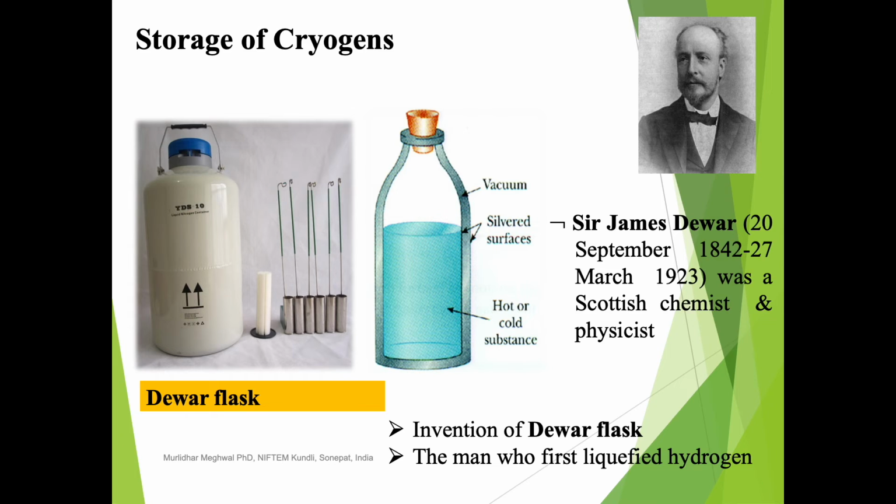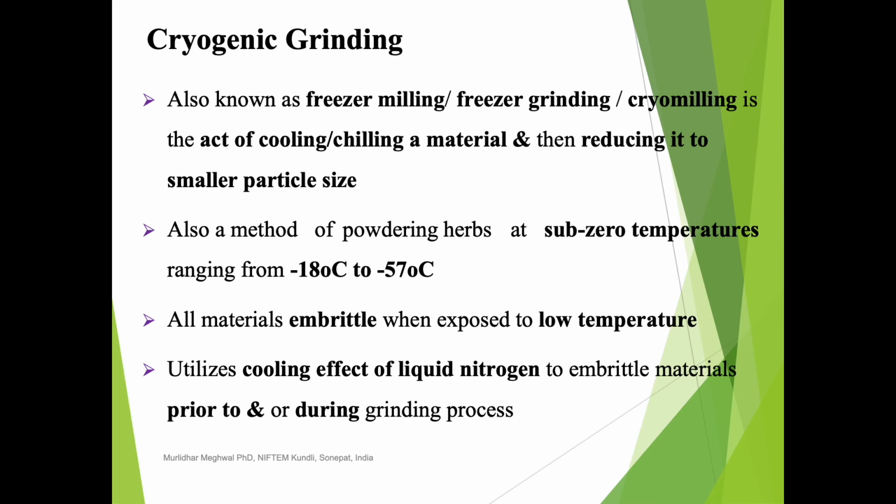So you can see the design of the Dewar flask. It has a vacuum and silvered surfaces, and inside we can keep hot or cold liquids. They can be stored for a longer time because it is a very good insulation. So this is the Dewar flask we use for storing liquid nitrogen. And this is the scientist who also first liquefied hydrogen gas.